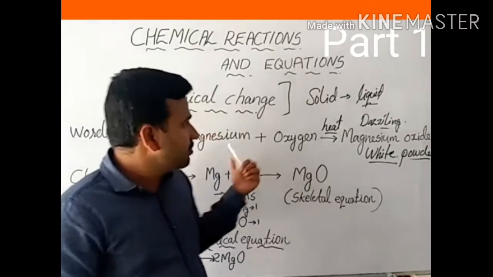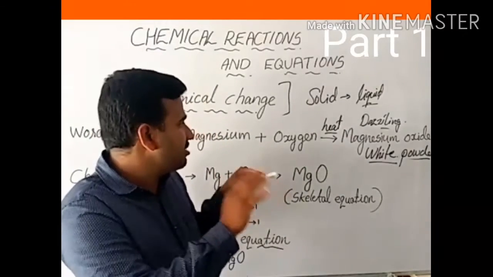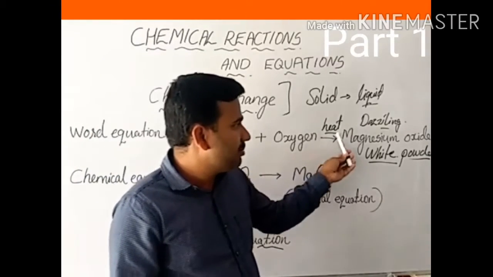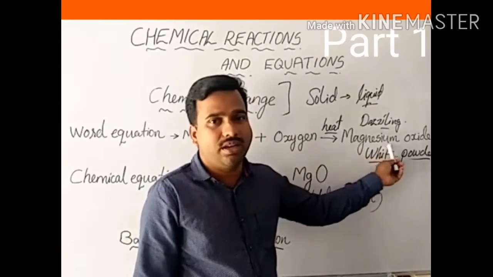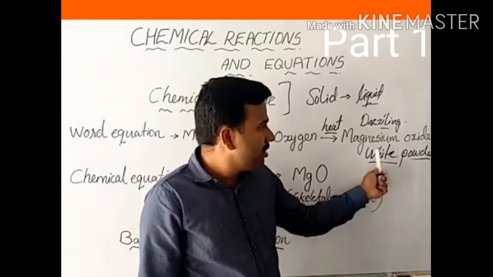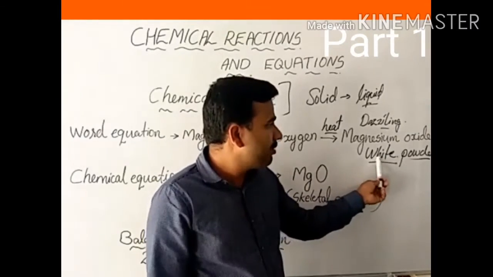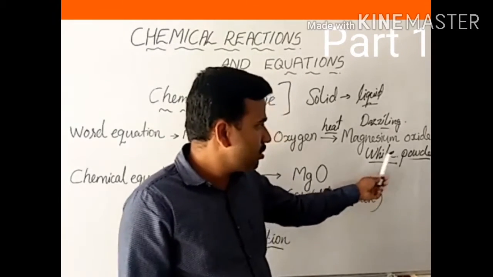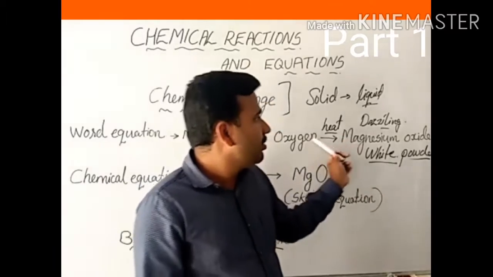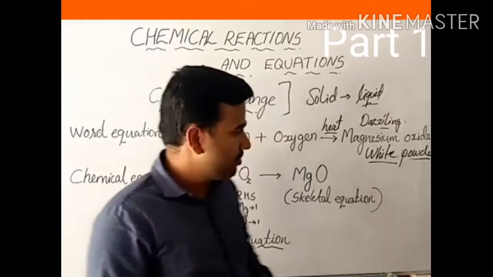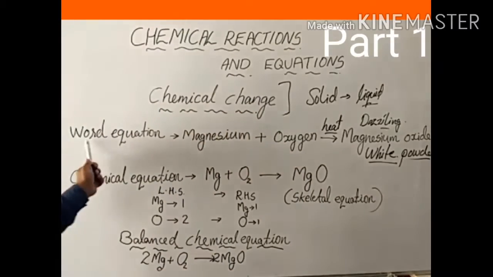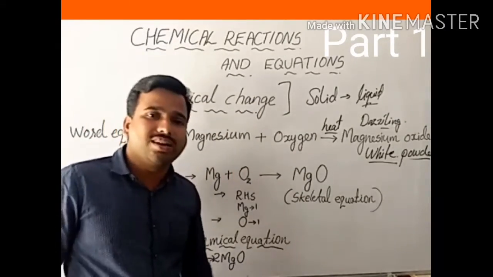And when you heat a clean magnesium ribbon, what happens? The magnesium combines with oxygen so as to form magnesium oxide. That will result in the production of a white colored powder. This observation is important, and while burning it will produce a dazzling white flame. So this is the word equation for this particular chemical reaction.